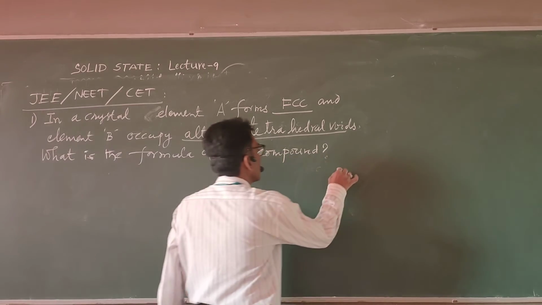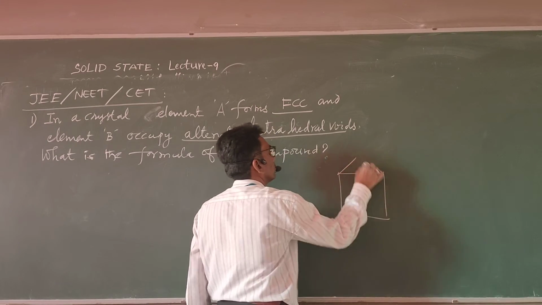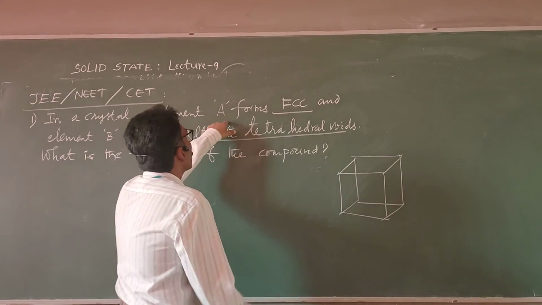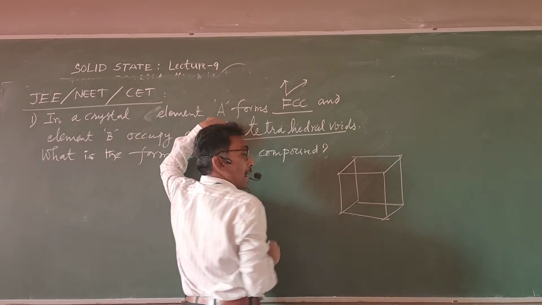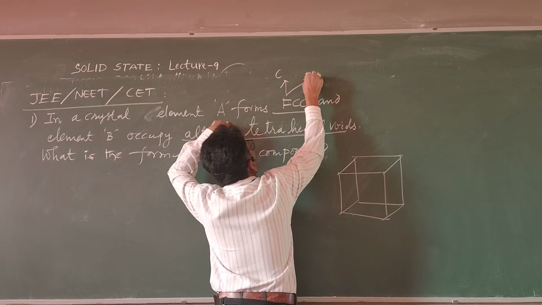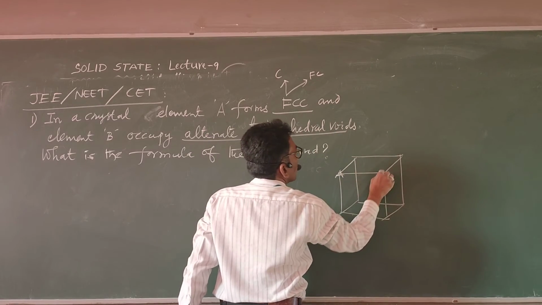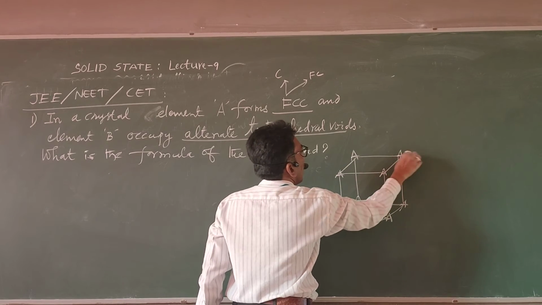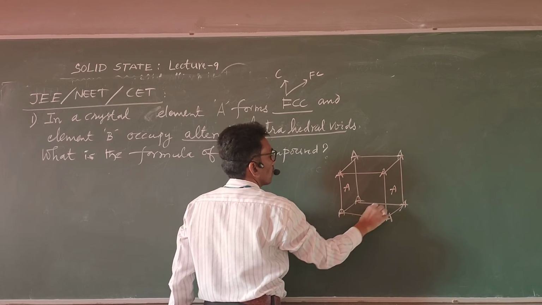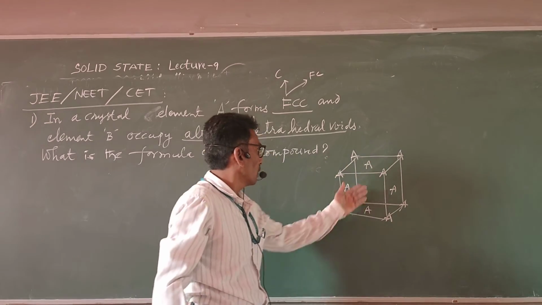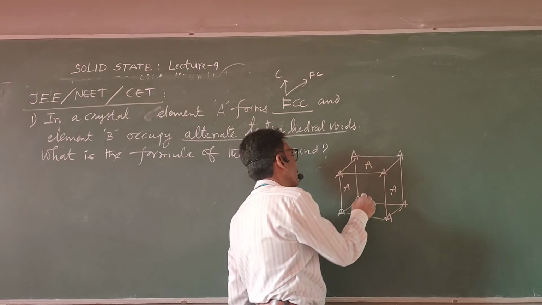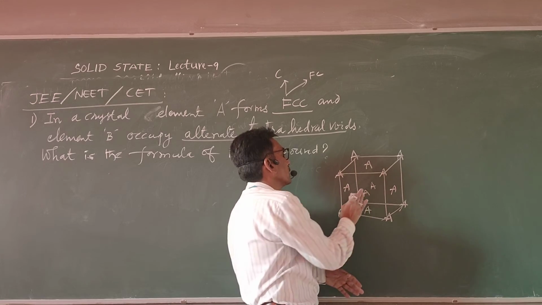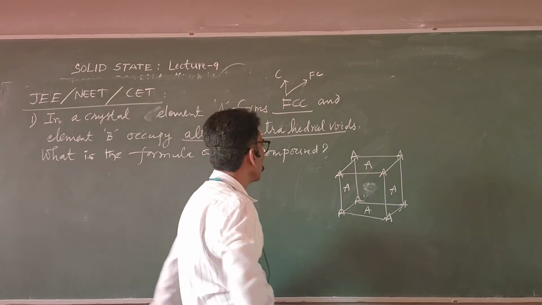Right, in FCC, where are particles A present? Particles A are present at two lattice points, that is at the corners and the face centers. These are face centers, which I am not going to write. Front side, back side are not written, because they cause some confusion to the student. That's why this is removed. Leave it for understanding purposes.